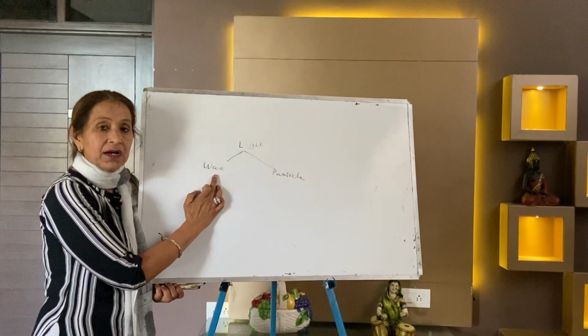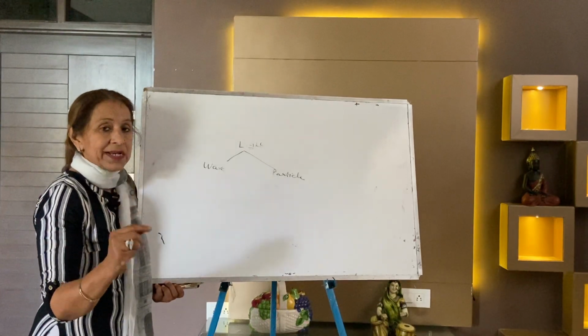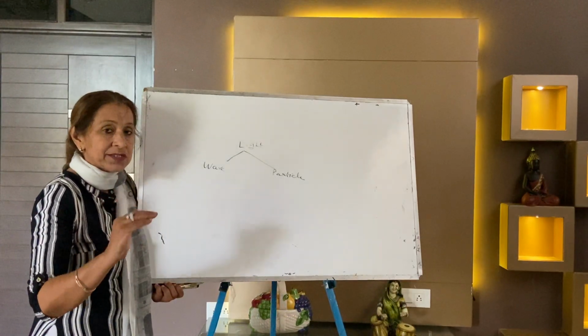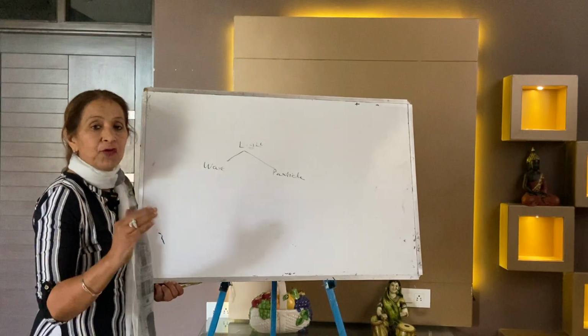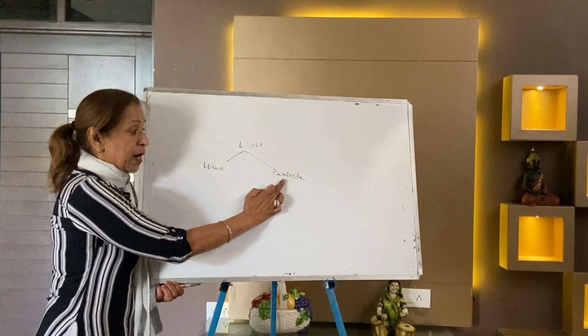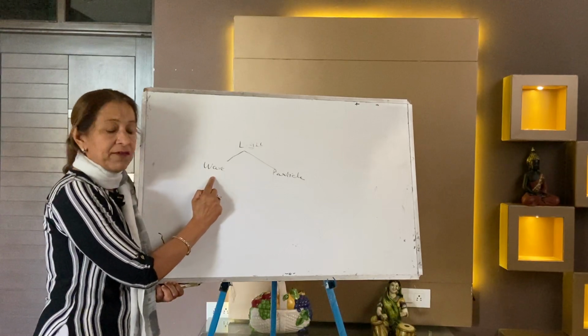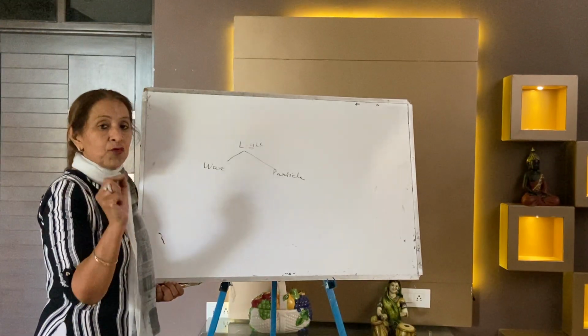Light is a particle. It is given in Planck's theory, and by taking Planck's theory concept, Einstein explained the photoelectric effect. So always remember, light has a dual character. Light is a wave as well as a particle, photons.